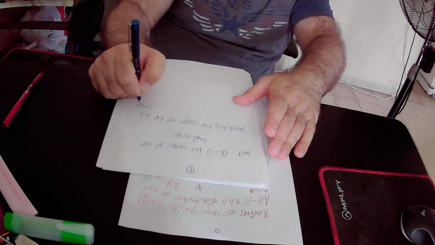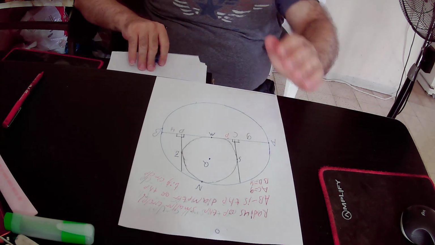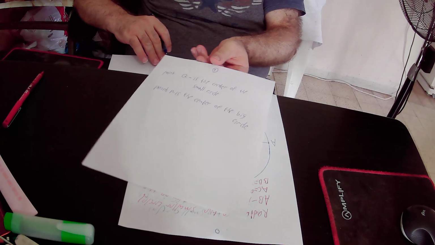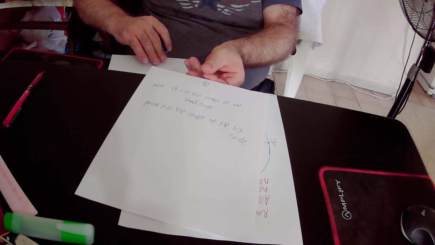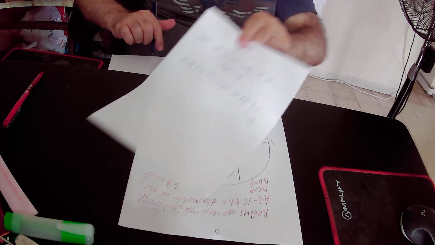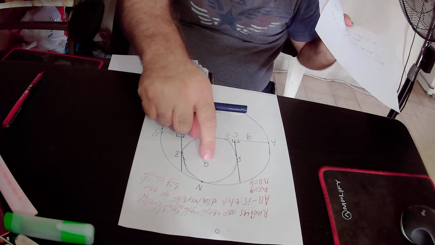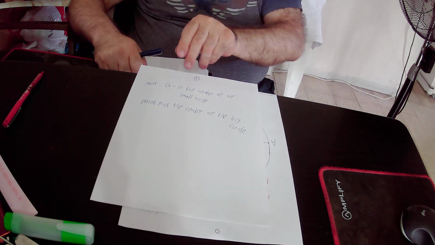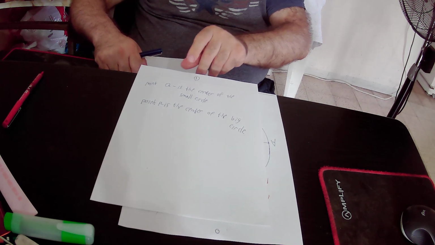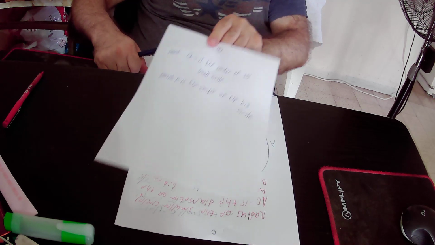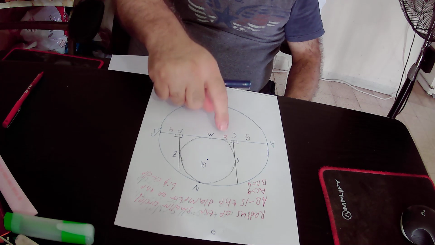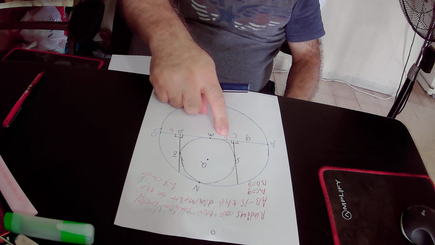So I will read the things that I wrote. Point Q is the center of the small circle. This is the center of the small circle. And point P is the center of the big circle. Okay, this point P in the red color is the center of the big circle.